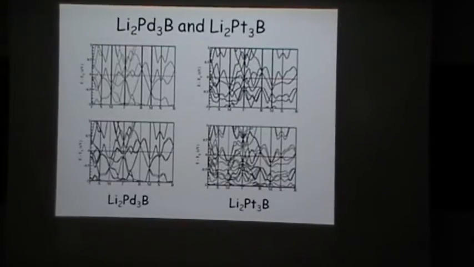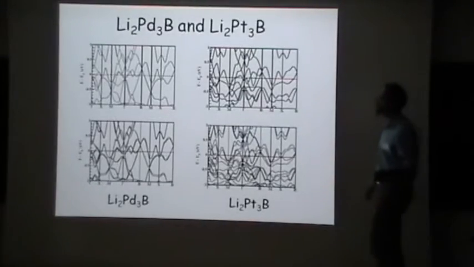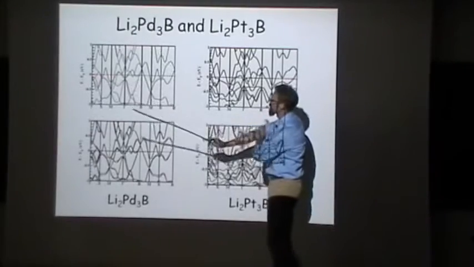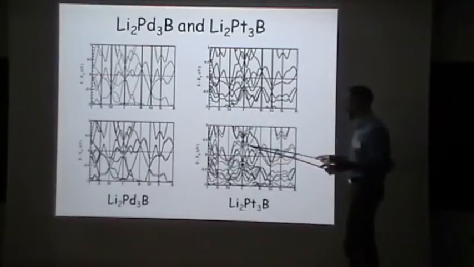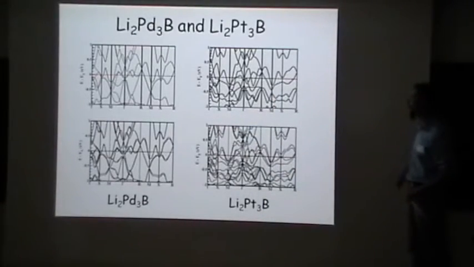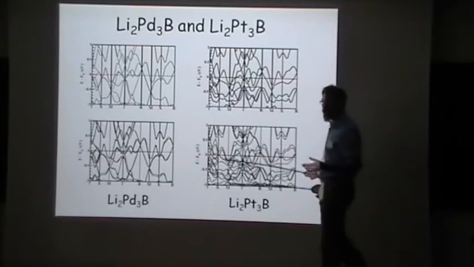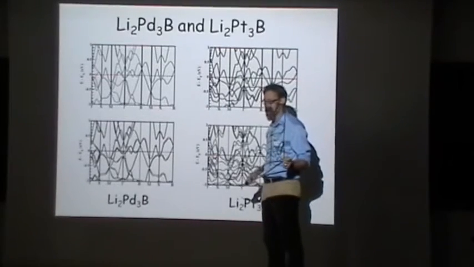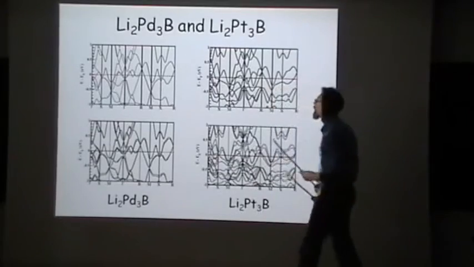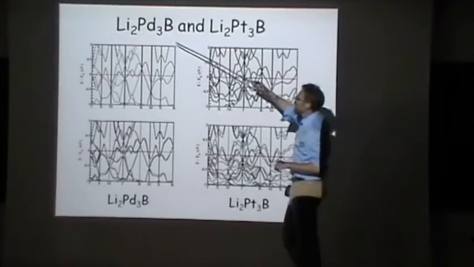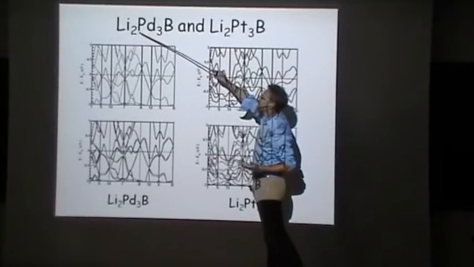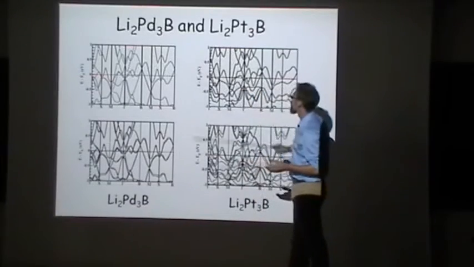And then the other example where this was proposed was in the context of these d-electron systems. Here I plotted some band structure results from Warren Pickett. How am I doing for time? Okay, this is my last point. There are two classes of material: here's the palladium material and the platinum material.